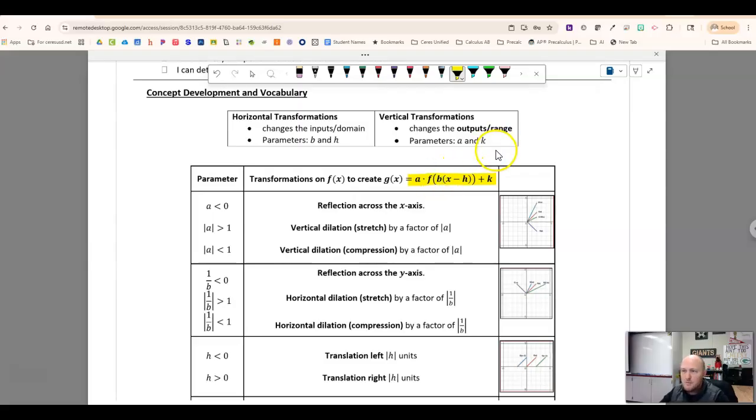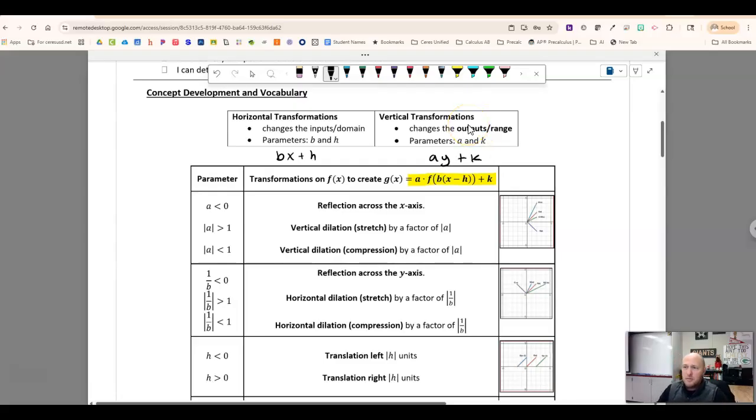The thing to remember is that we have horizontal transformations. These affect the inputs or your domain, your b and h, and any horizontal effect can be calculated as bx plus h. And then your vertical transformations are things that affect the outputs. And so these are your a values and your vertical translation up, which is your k values. And the way to calculate those is ay plus k.